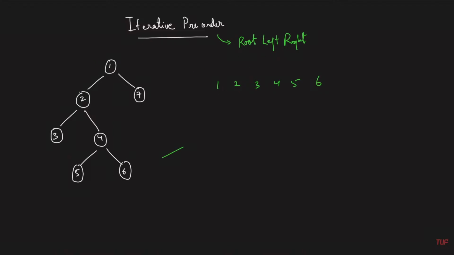Once 1 is printed and once the entire left is printed, it's time to come back to the right, and the right has 7. So this is going to be the pre-order traversal of this particular binary tree. So how do you solve this without recursion? Very simple. What you do is you take a stack. Now you know what's a stack? A stack is a last in first out data structure.